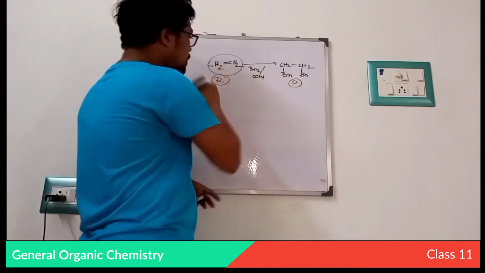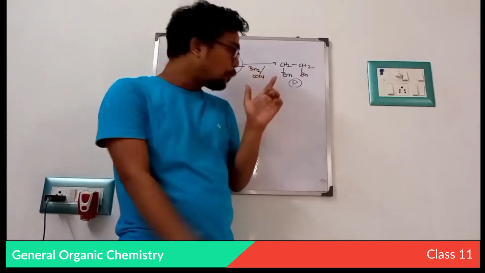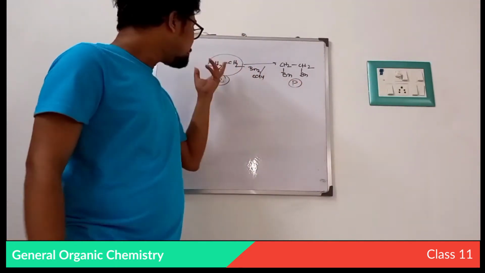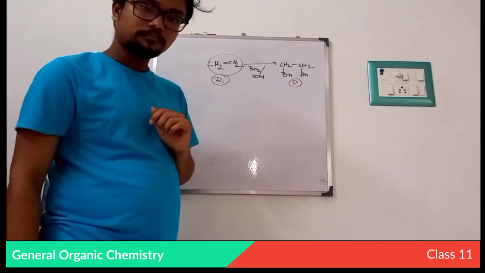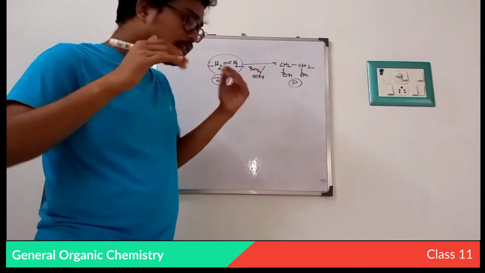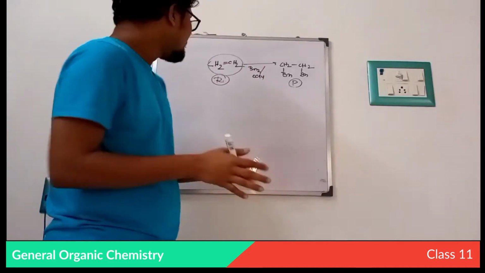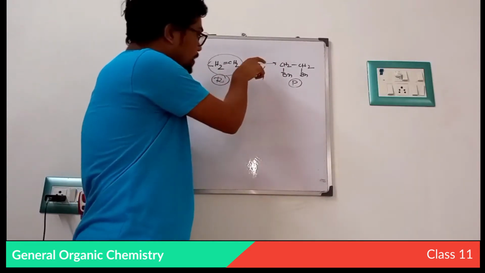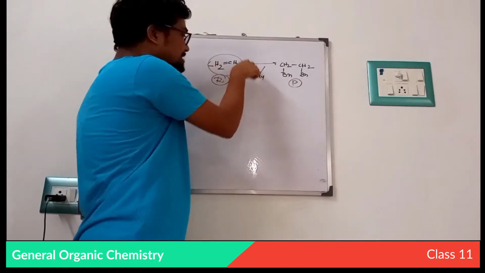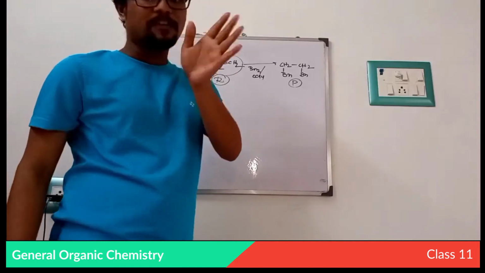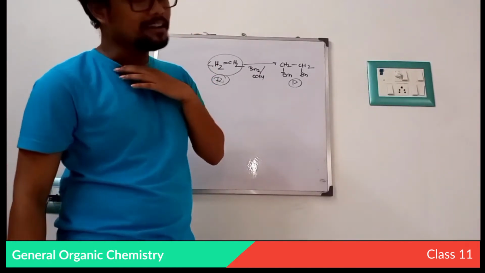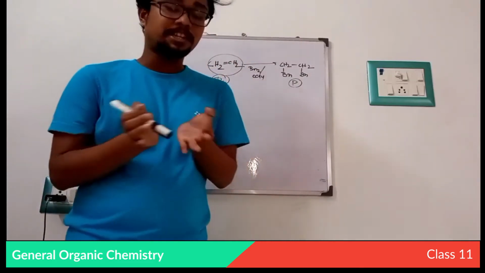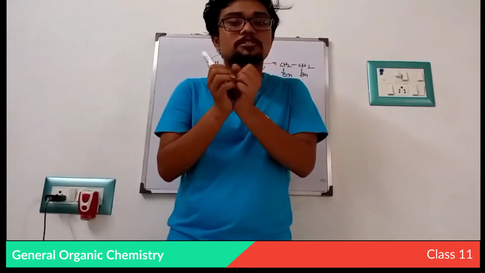But in class 10, we don't learn how this product will form from this one. We have learned very simply that one bond will break, two bromine are present, one bromine is attached with this carbon and one bromine is attached with the other carbon. But in organic chemistry, the reaction does not happen so simply. There are many other things which control an organic reaction.